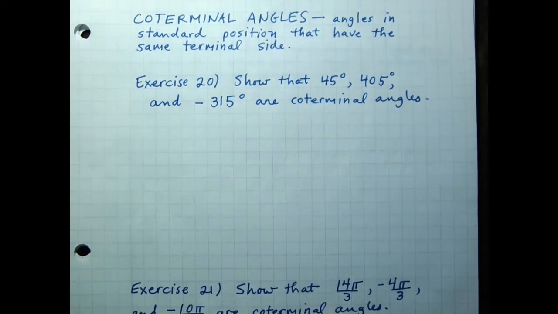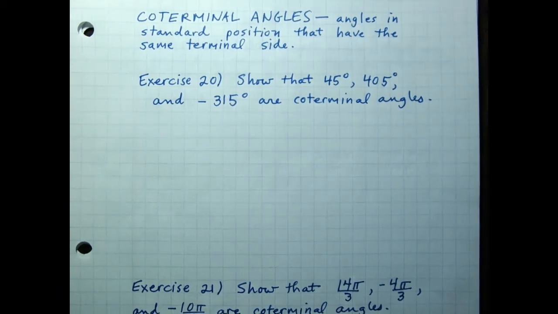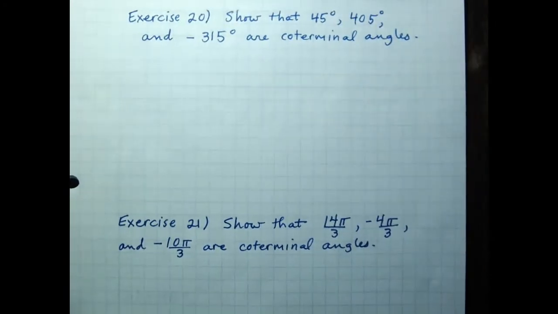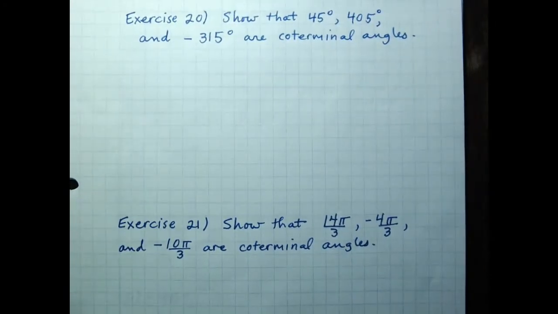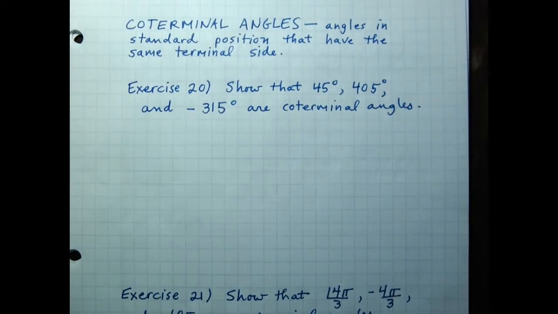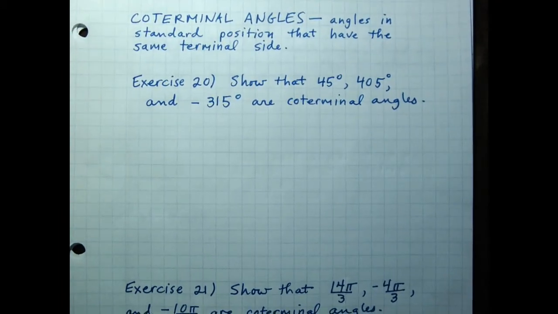So let's go ahead and do some exercises with this, so we get used to these words, coterminal angles. Exercise 20. Show that 45 degrees, 405 degrees, and negative 315 degrees are coterminal angles.